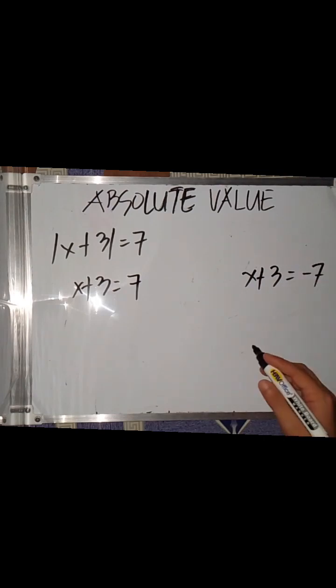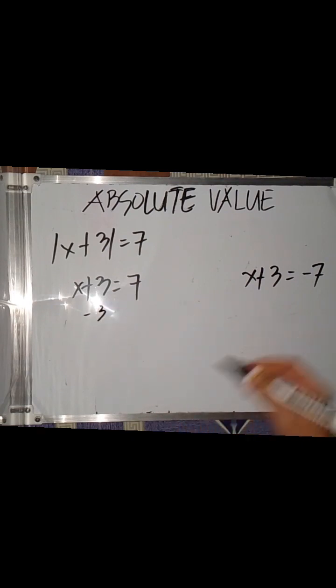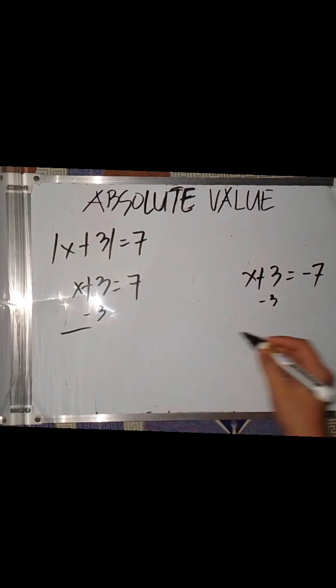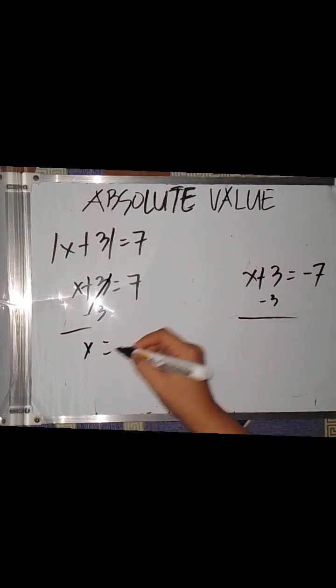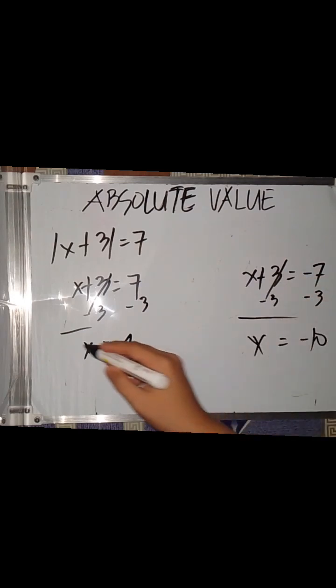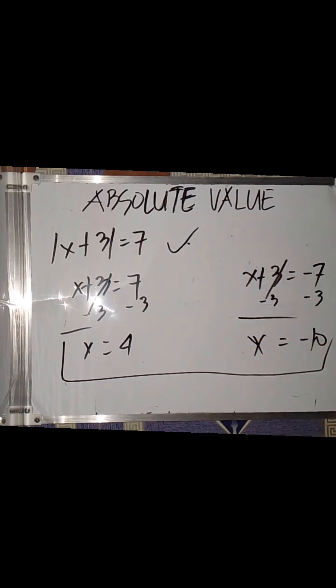In order to solve for x, or to get the possible values of x, we have to subtract 3 from both sides so that the 3 cancels out. So 7 minus 3, we have positive 4. For the other equation, we have x is equal to negative 10. So these are the solutions for this equation.